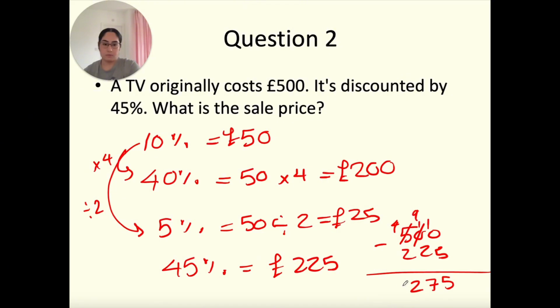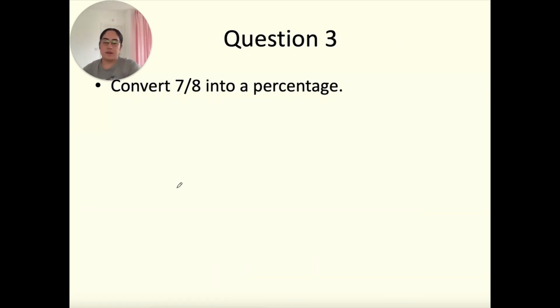9 minus 2 is 7. 4 minus 2 is 2. So the price of the TV after the reduction is £275. Hope that makes sense. Let's move on to the next question.